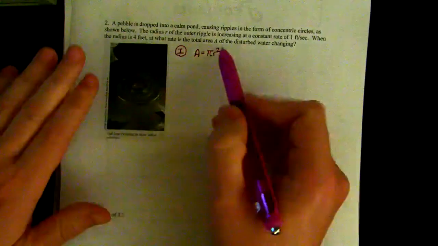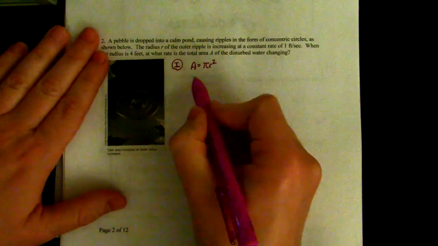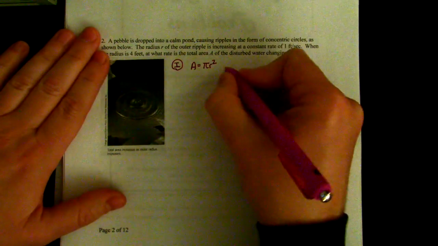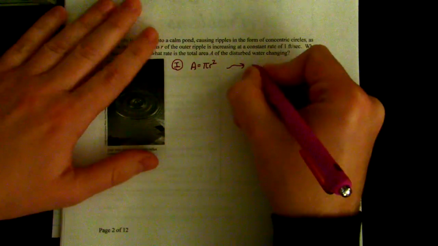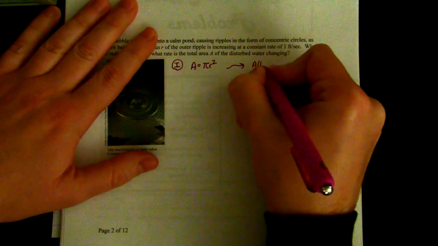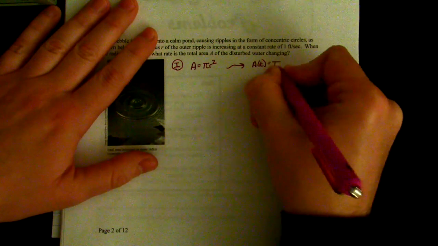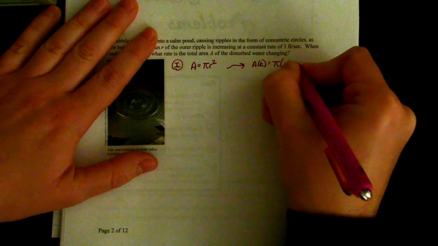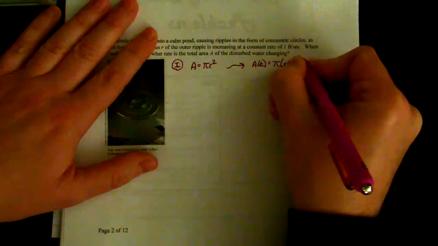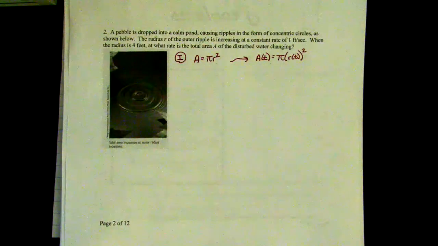Now, the kind of different part of this is the radius and the area are actually both functions of time. The radius is different at different times. The area is different at different times. So even though I've got A equals pi r squared, what I'm really dealing with in this problem is A of t equals pi times r of t squared. Everything is a function of time.